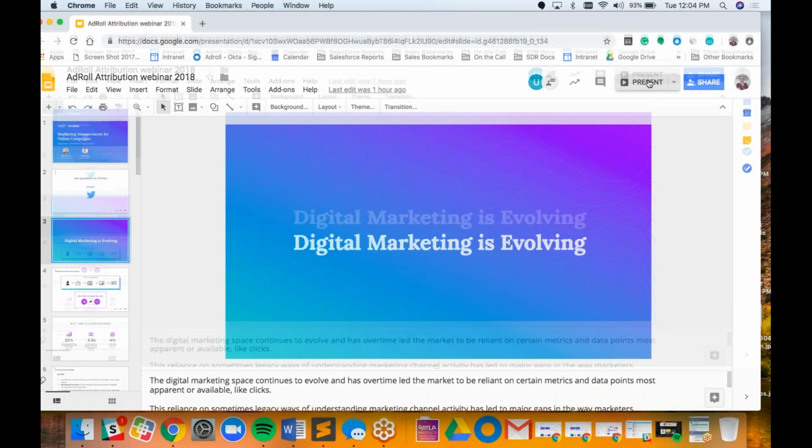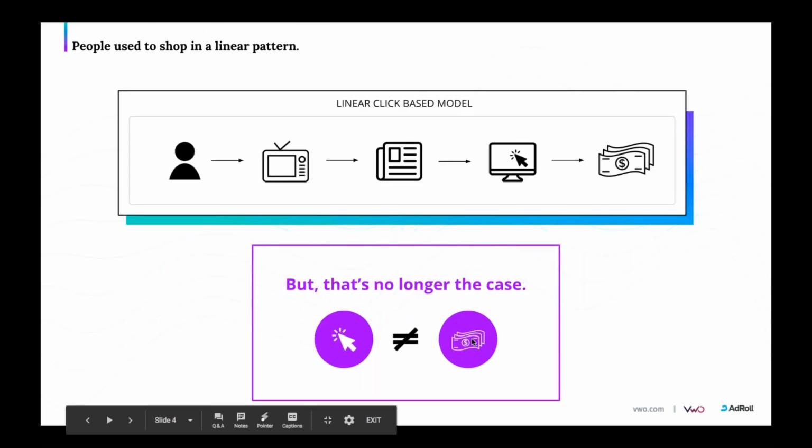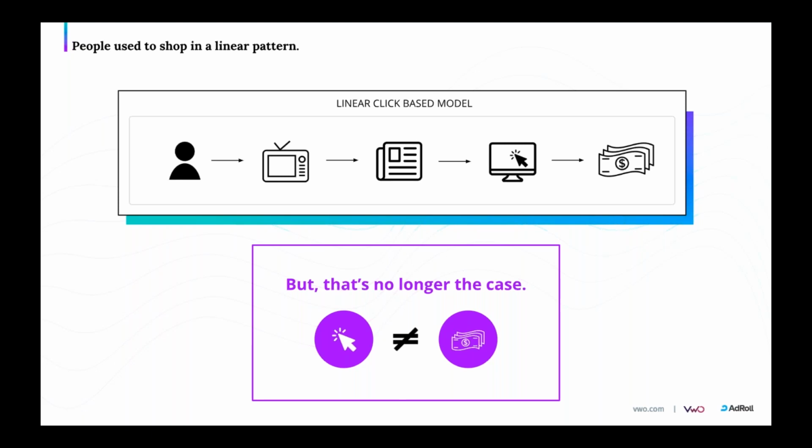Okay, so what I mean by this really is that people aren't shopping in the way they used to, especially when it comes down to digital marketing. Originally, when people were measuring their marketing efforts online, they used to base it off of a linear click-based model. And that's just because that's how people were shopping originally, right? They'd see something on the TV, they'd look at it in their newspaper, and then they'd buy it by searching on Google, where you're supposed to click.